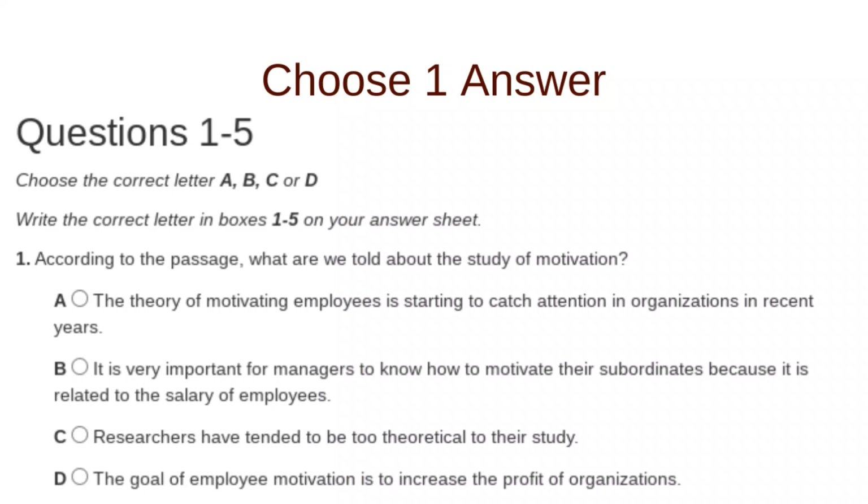This is what a choose one answer from 4 options question looks like. Choose the correct letter A, B, C, or D. According to the passage, what are we told about the study of motivation? We have 4 different options. Only one is correct. You need to select the correct option.